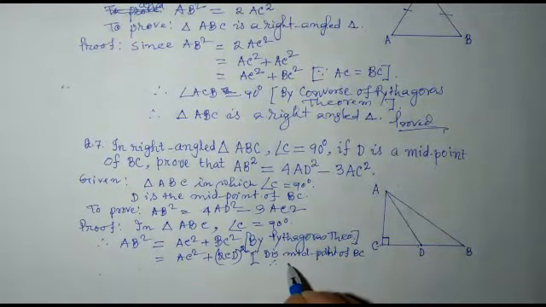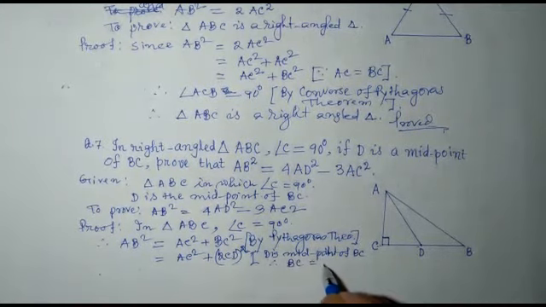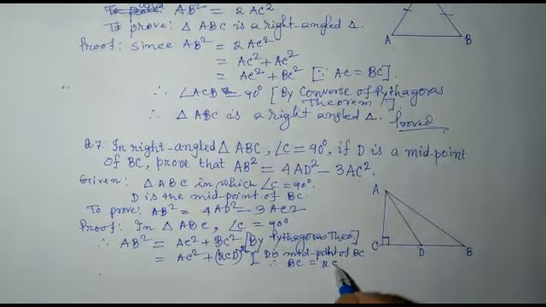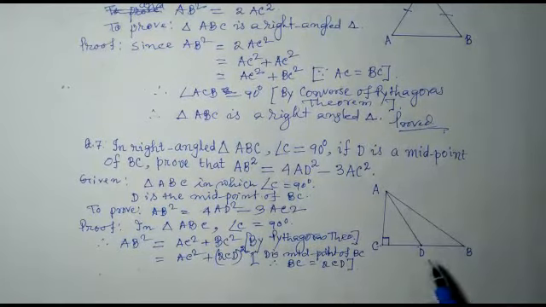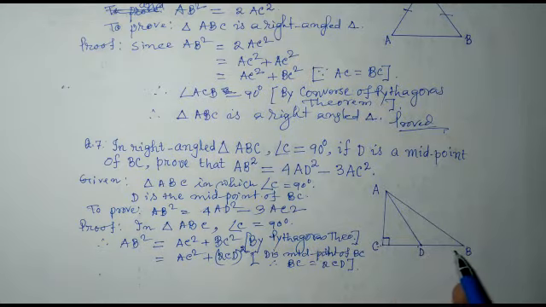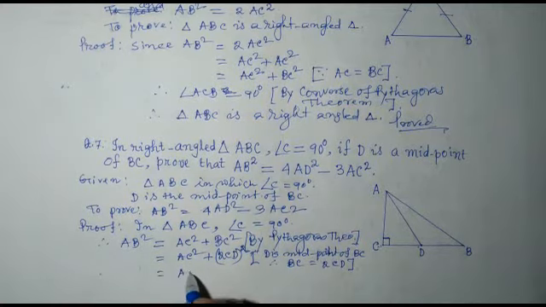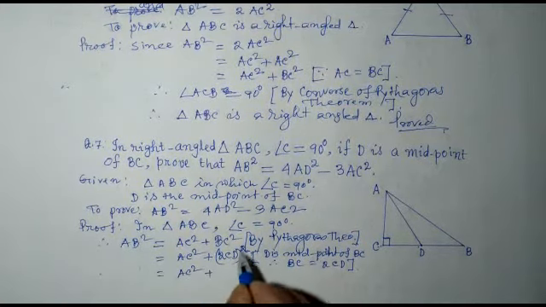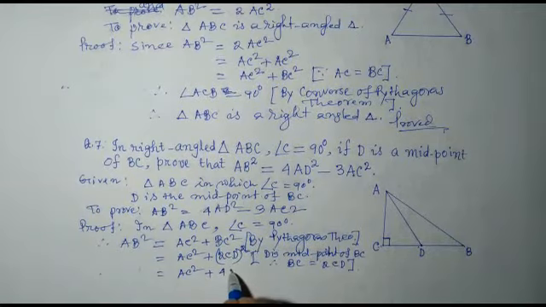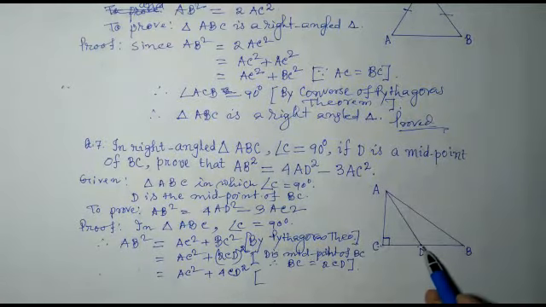Therefore this BC will be twice CD. We can say D is the midpoint of BC, so CD will be half of BC. So oppositely we can say BC is equal to twice CD. And now it is AC square plus, multiplying this 2 CD square, it will be 4 CD square. Now for 4 CD square, we have to look for the value of CD.